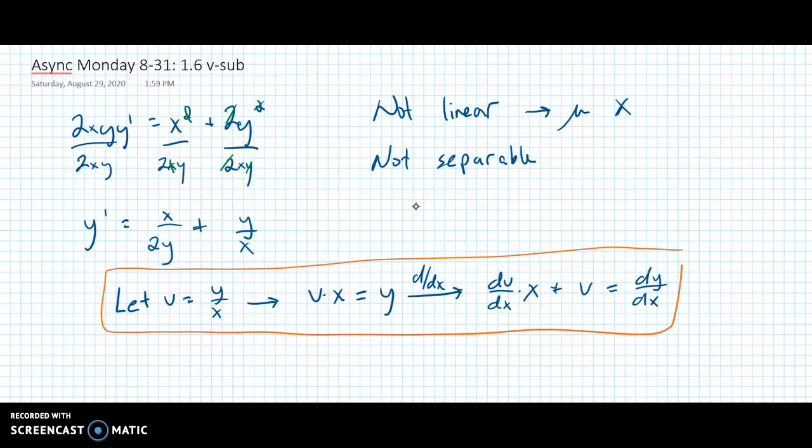This step, I'm going to put a little box around. Whenever you do a substitution, you need to say what you're substituting, show the work for finding derivatives, and then have these three equations. Since all the ones that I'm going to give you will be subs with y over x, this orange box should be in all of your problems. So now let's do some color coding. This is this guy, so that's going to be a v.